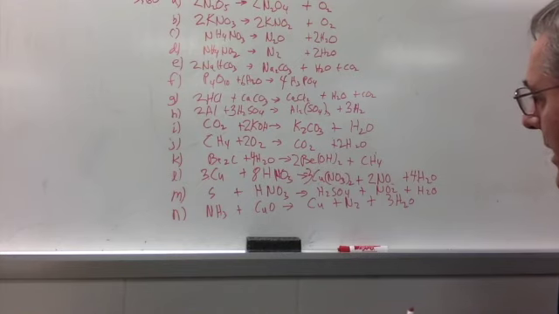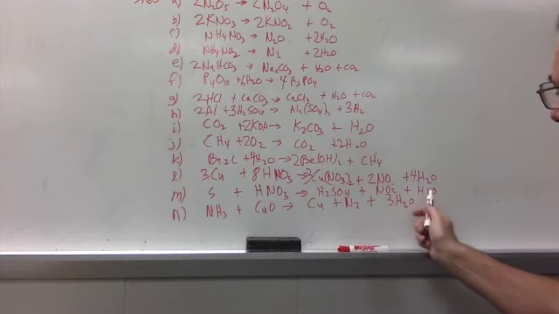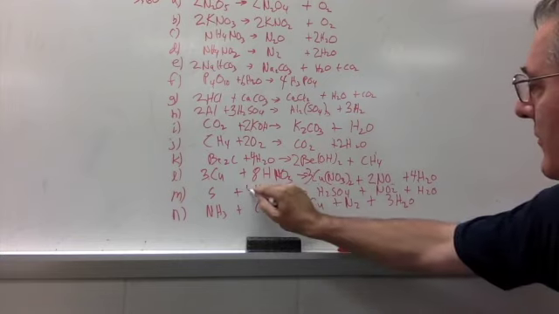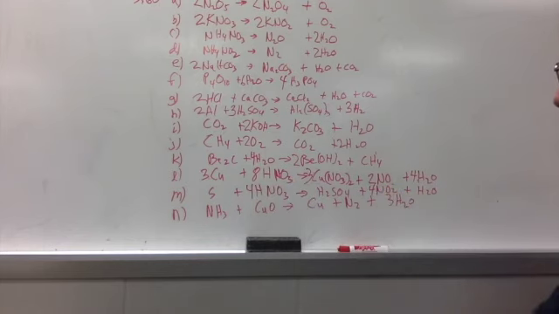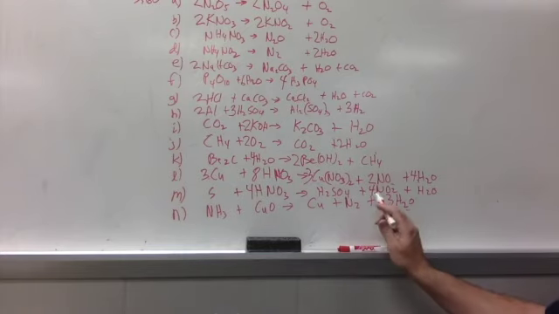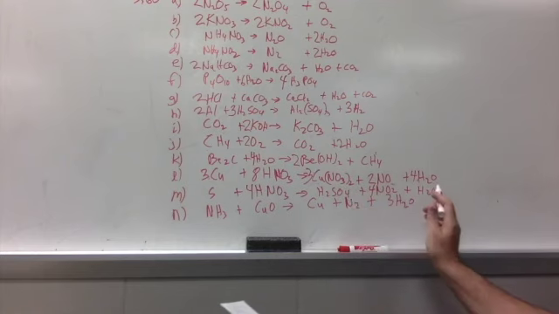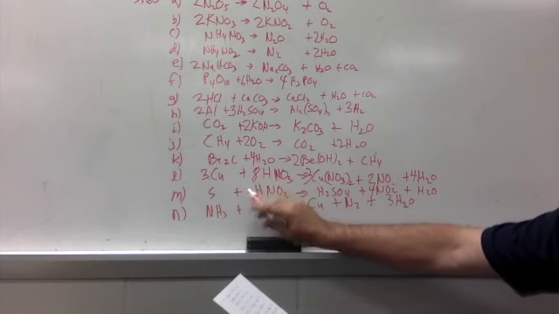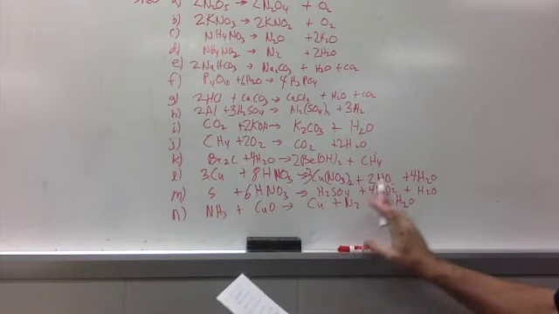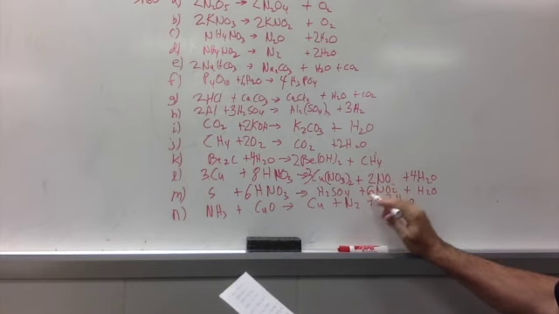Sulfur plus HNO3, H2SO4 plus NO2 plus water. I see I've got 2 H's, and 2 H's is 4 H's, so I need at least a 4 here. That 4 means I'm going to need a 4 here. So that gives me 12 O's, and 8 plus 4 is 12, plus 1 is 13 O's. So I'm going to have to increase my hydrogens. Let's go up to 6. That would give me 6 NO2s.